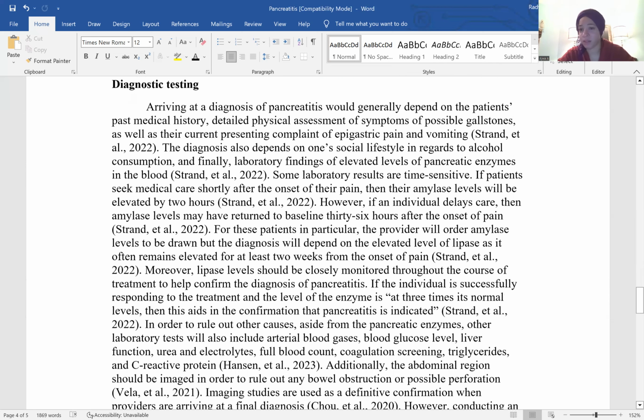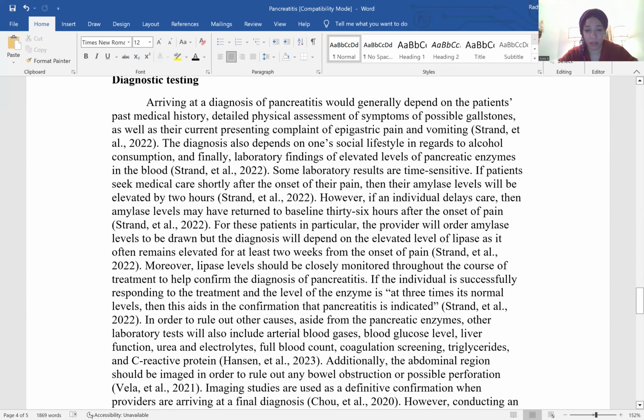For diagnostic testing, arriving at a diagnosis of pancreatitis would generally depend on the patient's past medical history, detailed physical assessment of symptoms of possible gallstone, as well as their current presenting complaint of epigastric pain and vomiting. The diagnosis also depends on one's social lifestyle in regards to alcohol consumption, and finally, laboratory findings of elevated levels of pancreatic enzymes in the blood.